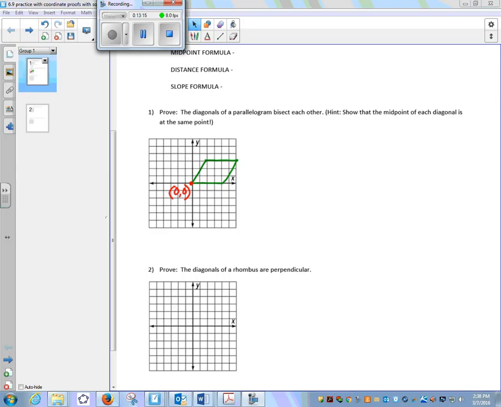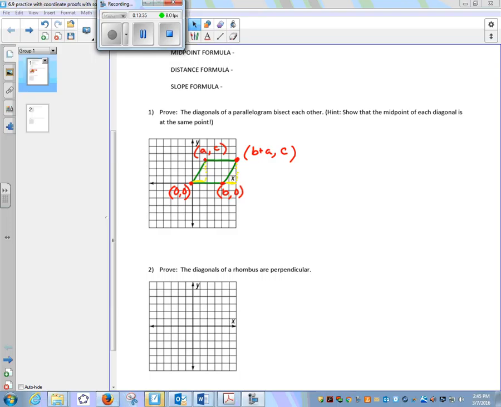Make it a parallelogram. Remember that with a parallelogram, this part right here has to be the same as this part right here. That's what makes it a parallelogram. Those distances are the same. Okay, I'm going to pause and let you guys try this on your own.